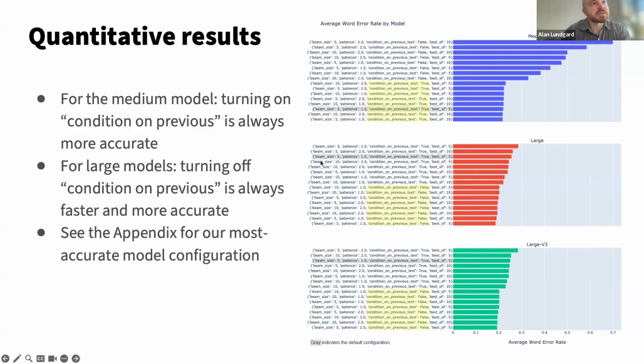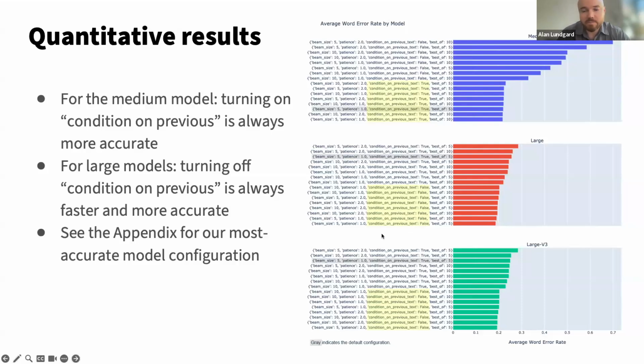So right off the bat, we can see that perturbing these parameters in some way does affect the quality of the output, especially for the larger models. We can see that the default configuration is lower performing than many of our perturbations. But apart from that, it's kind of hard to identify any consistent trend, with one big exception, which is the condition on previous text parameter, which I've highlighted in yellow.